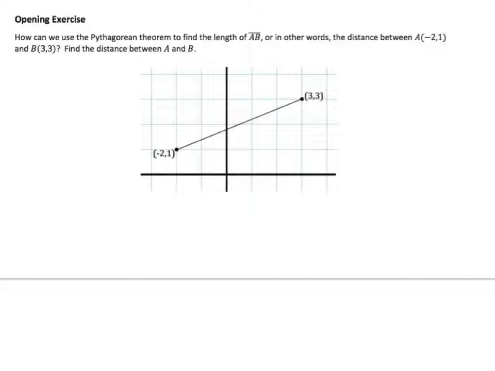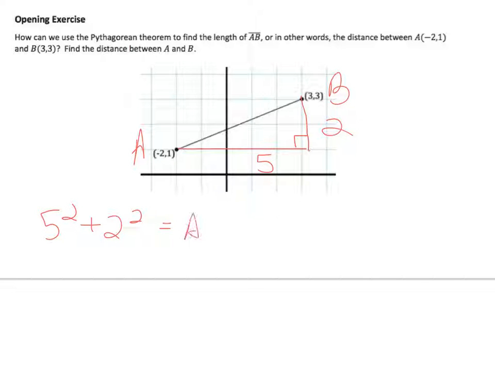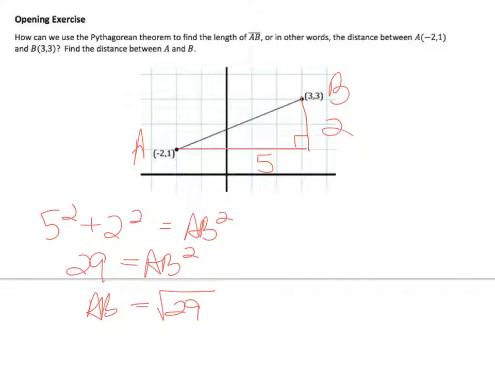Let's label this A and B, right? In other words, find the distance between A and B. I can draw a triangle here and count 1, 2, 3, 4, 5, 1, 2, and use the Pythagorean theorem. We have 25 plus 4 is 29. So AB equals the square root of 29, which I can't do anything with, right?